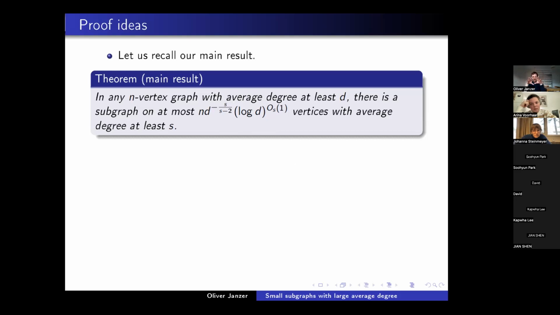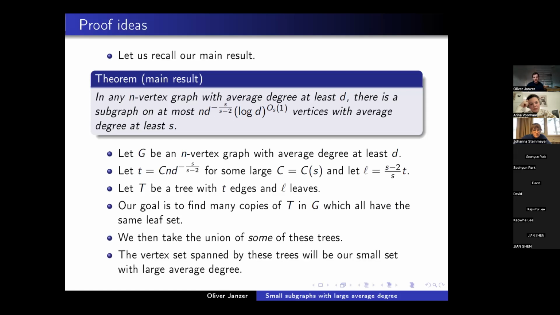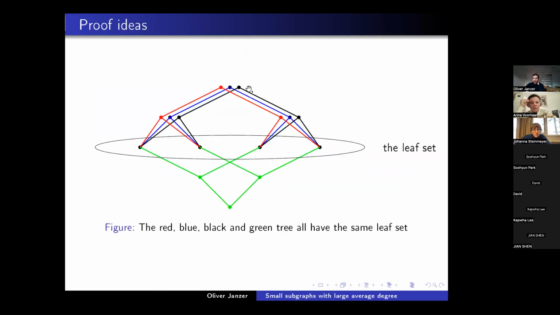It's not a constant size tree. It's a big tree. And you find a lot of trees in your host graph, which all have the same set of leaves. So you find a bunch of trees. I'll have a picture on the next slide. Perhaps it's good to show it now. So you have 4 binary trees of depth 2. You have one of each color, and they all share the same set of leaves. This set of 4 leaves is the same for every color.